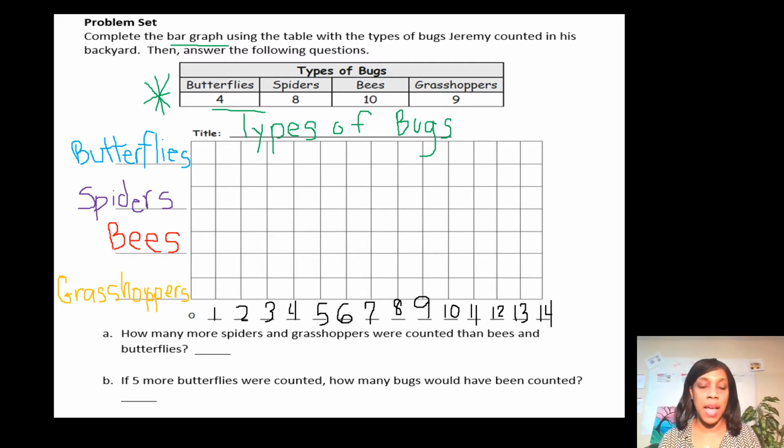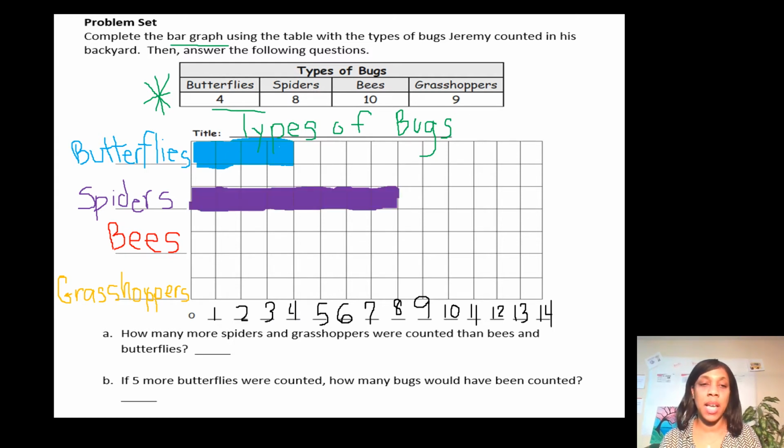For butterflies, it says I have 4. So I'm going to shade in 4 of those blocks to represent my 4 butterflies. Let me do that now. Next, I have 8 spiders. So now I'm going to make me a bar and I'm going to color all the way up and stop at the number 8. Do that now, please.